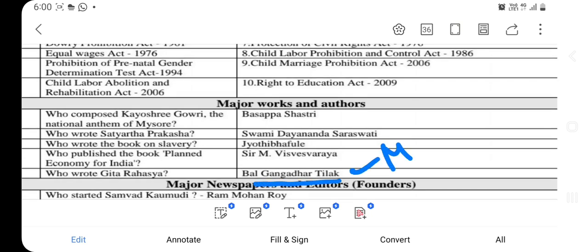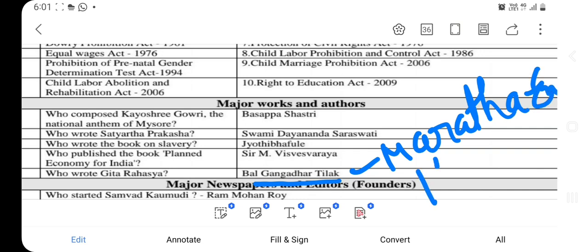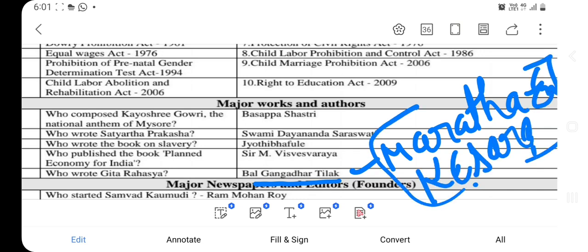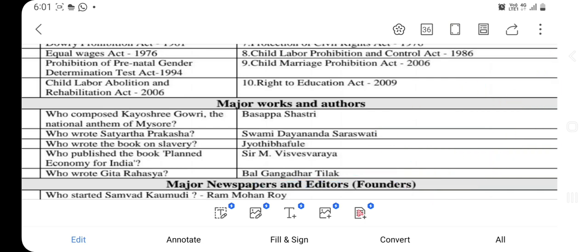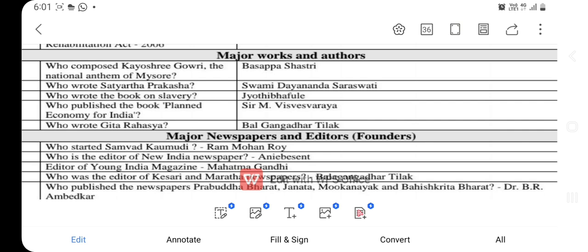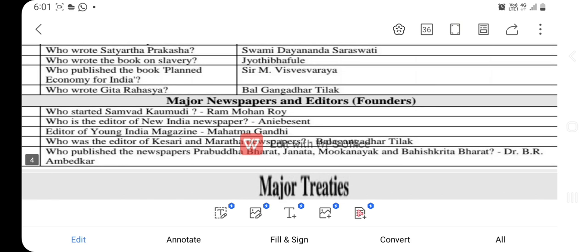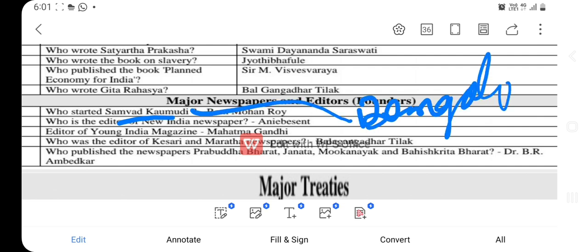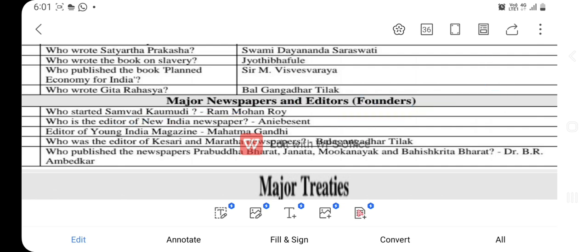And another is Maratha and Kesari: Maratha in English, Kesari in Marathi. He wrote for two newspapers also. He was famous for stating, Swaraj is my birthright, and I shall have it. Major newspapers and editors. Who started Samvada Kaumudi? Raja Ram Mohan Roy. In which language? Bengali.